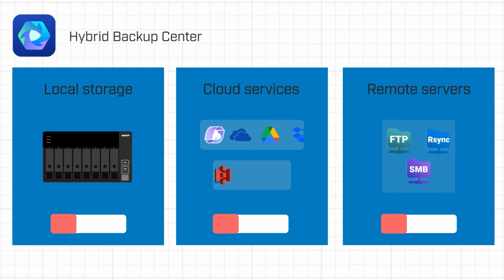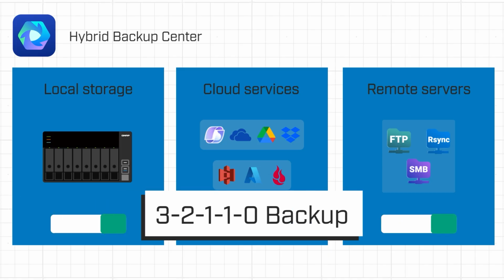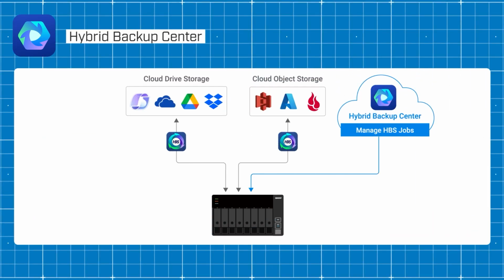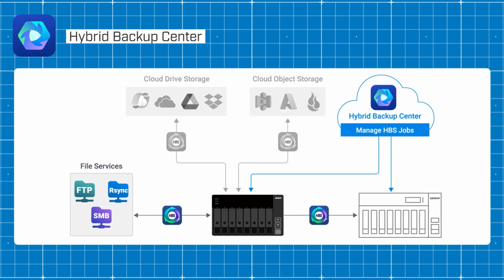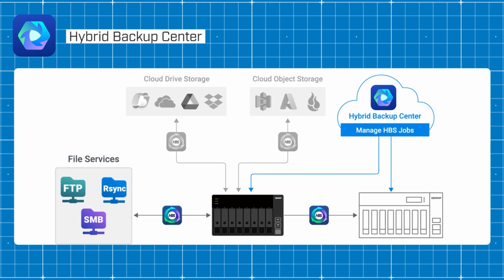Hybrid Backup Center has simplified backup, recover, and sync data to or from local storage, cloud services, or remote servers to complete a 3-2-1-1-0 backup plan for data protection. You can choose cloud storage as your backup targets, including cloud drive storage platforms: QNAP's hosted MyQNAP Cloud Storage, OneDrive, Google Drive, and Dropbox, or cloud object storage platforms: Amazon S3, Azure, and Backblaze B2. In addition, you can use RTRR to back up or sync with a remote NAS, or use Rsync, FTP, or CIFS, SMB protocols to sync files with remote servers.